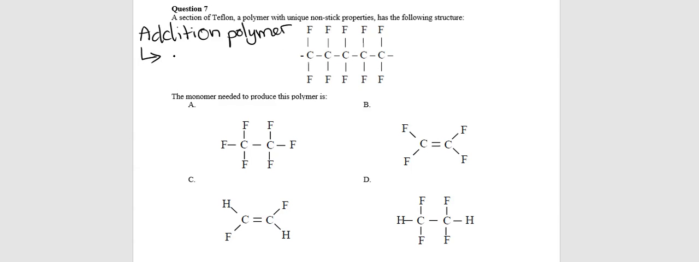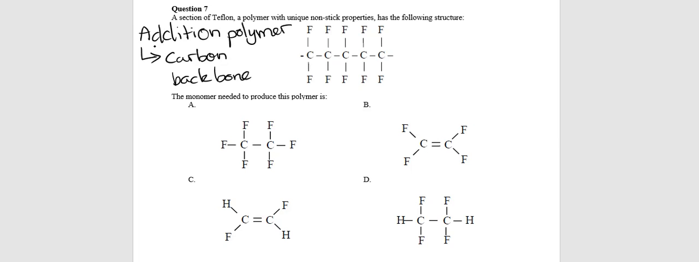But an addition polymer will have a carbon backbone, just carbon, single covalently linked to other carbon. Very boring actually, if you think about it. We haven't seen it yet, but a condensation polymer looks a little bit more exciting. But an addition polymer only has a carbon backbone, and that's all that this section of a polymer has, so I know this is an addition polymer.